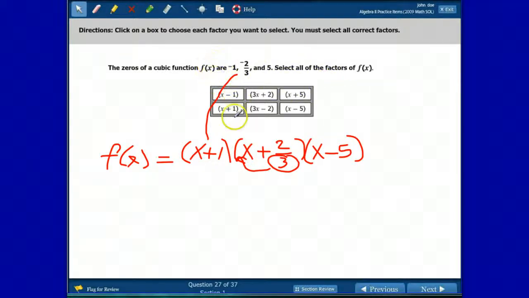Alright, so we have to circle our answers, so that's an answer, that's an answer, and that's an answer. So make sure you click all 3. If you miss one of them, the answer is wrong.